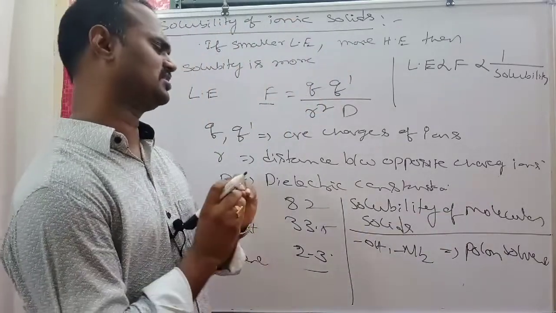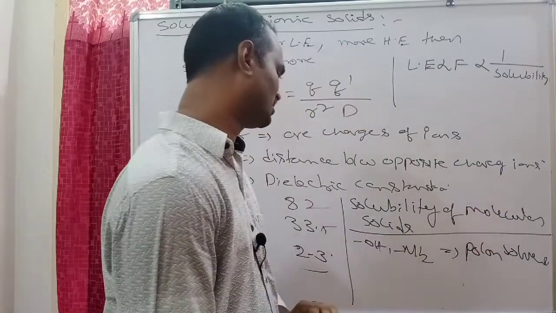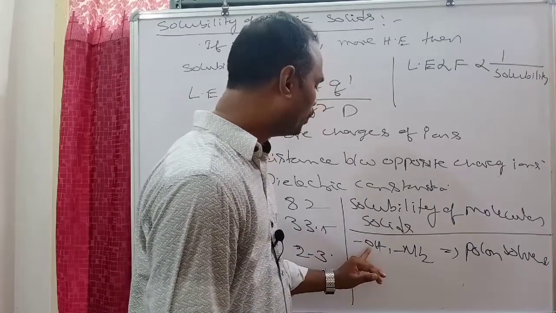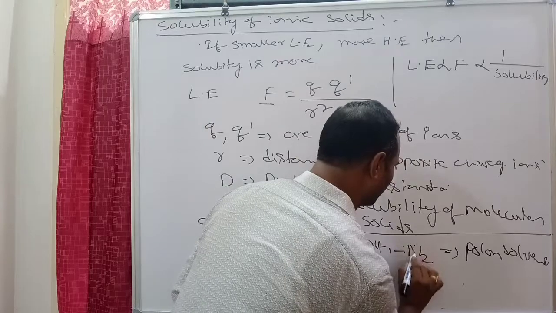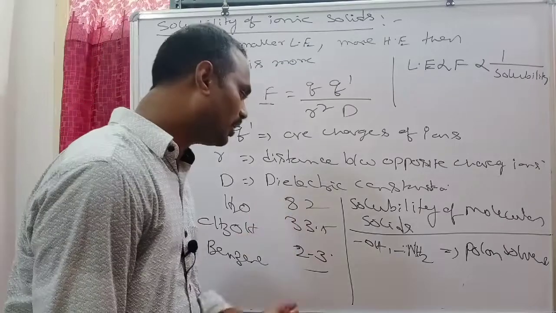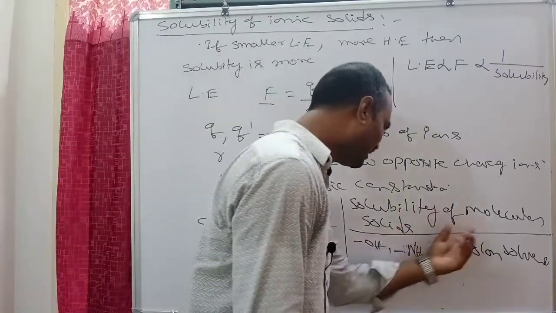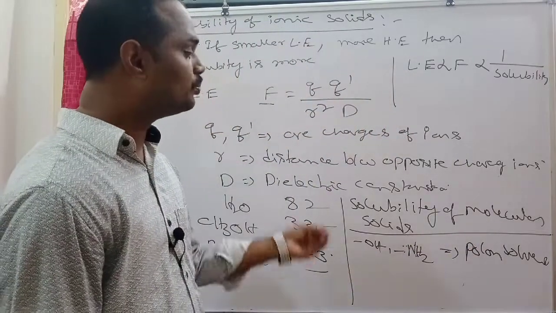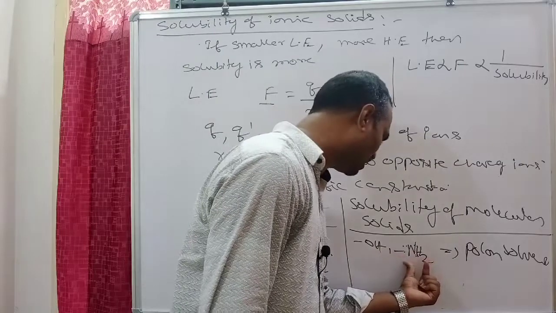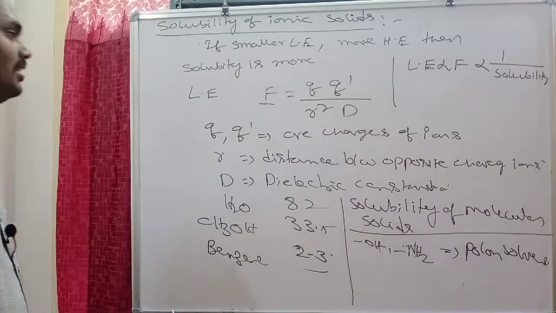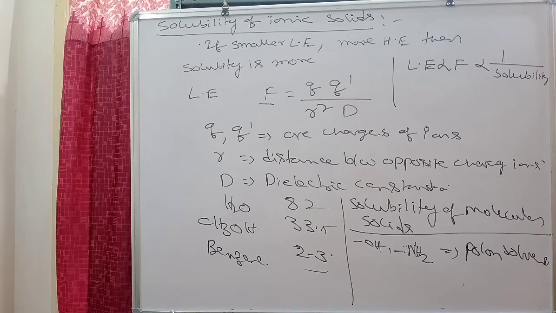Here is one simple point: molecular solids can be divided into two types, molecular solids containing polar groups and molecular solids without polar groups. A molecular solid having polar groups is soluble in polar solvents. A molecular solid that does not possess these polar groups is soluble in non-polar solvents. This is the solubility of ionic solids and solubility of molecular solids.